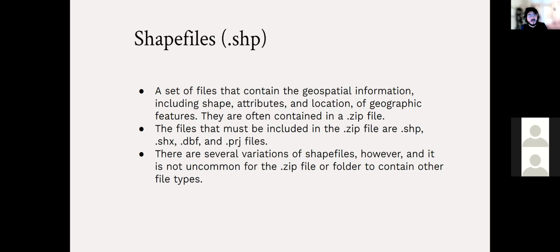Next, we have shapefiles. These are a set of files that contain geospatial information. This could be the shape, the attributes, and location of geographic features. They're often contained in zip files. Usually when you're downloading any of the different files, you will have them in zip files. So if you download the block assignment file, or the GeoJSON file, you'll have them in zip files. Usually I just take them out of the zip files, but I would recommend keeping the shapefiles in the zip files because they'll contain other files as well. So when you upload a shapefile into a software, you include the entire zip file.